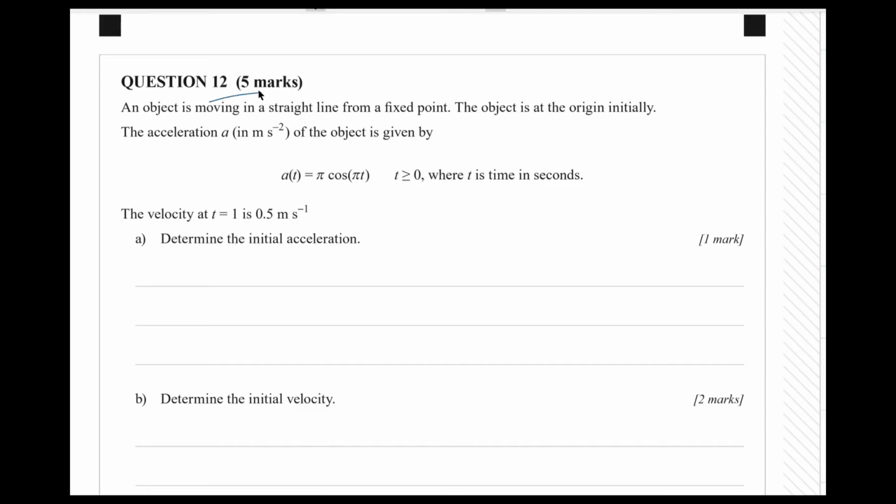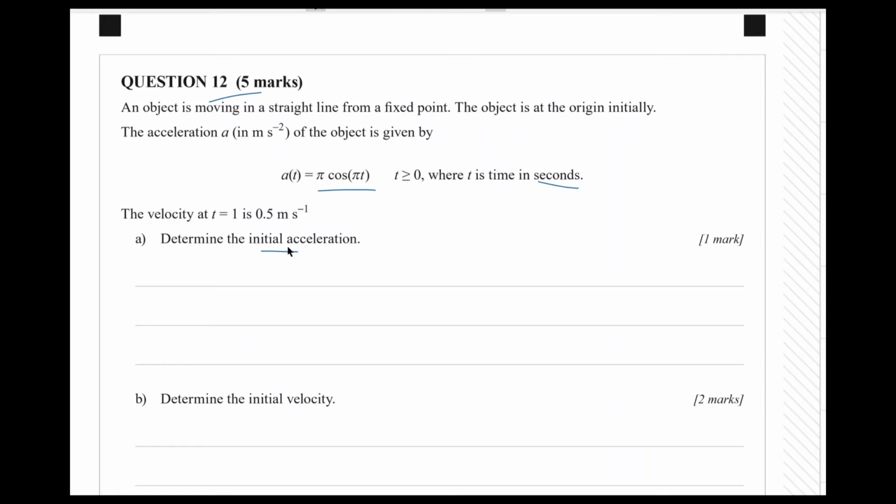Question 12, part 2 of the short response questions. An object is moving in a straight line from a fixed point. The object is at the origin initially, so we know our displacement is 0. The acceleration a in meters per second squared of the object is given by pi cos pi t, for t greater than or equal to 0, and t is in seconds. The velocity at t equals 1 is 0.5 meters per second.